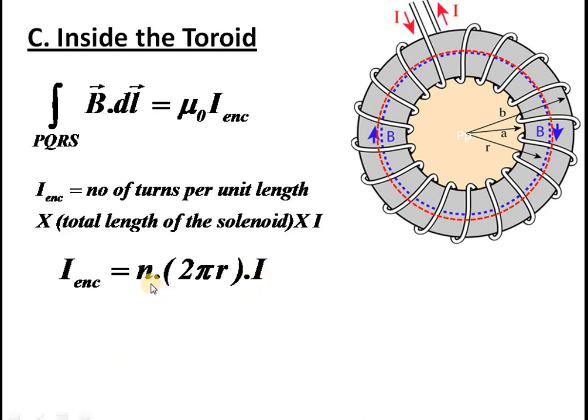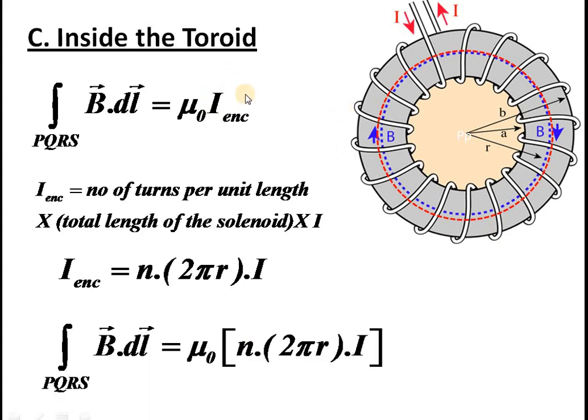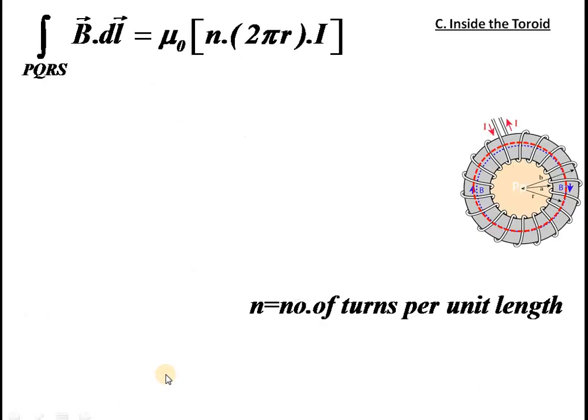I hope this is clear. Small n is the number of turns per unit length. Total length is 2 pi r. So number of turns per unit length into 2 pi r will give you the total number of turns contained in this closed path, and multiplying by current through one wire, we get the total current enclosed by the closed path. So this I enclosed we can remove now, and we substitute I enclosed as n into 2 pi r into I. Okay, so the right hand side we cleared.